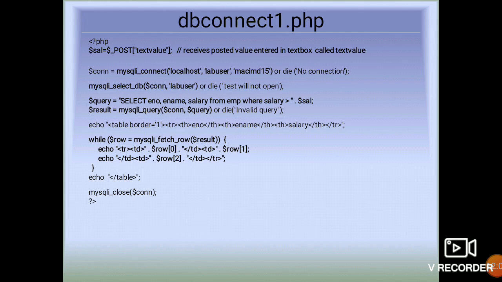It will work the same way we have seen in the previous slide. While $row equals mysql_fetch_row of $result, echo $row[0]. $row[0] is the first column, $row[1] is the second column, and $row[2] is the third column. And then in the last, the table tag is closed and the connection is closed.